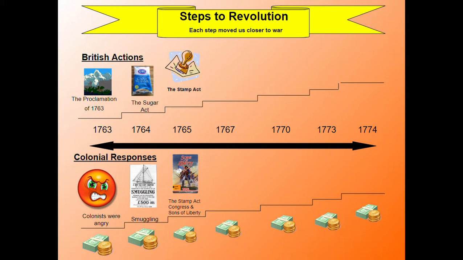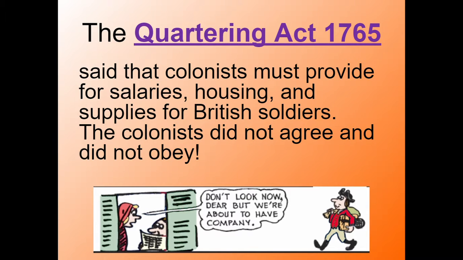These are the steps. The Proclamation Act of 1763 is going to anger the colonists. The Sugar Act of 1764 is going to cause smuggling. The Stamp Act of 1765 is going to cause the Sons of Liberty to be formed. Sons of Liberty are going to start aggressively going against the British and formulating their ideas and passing it on to the colonists.